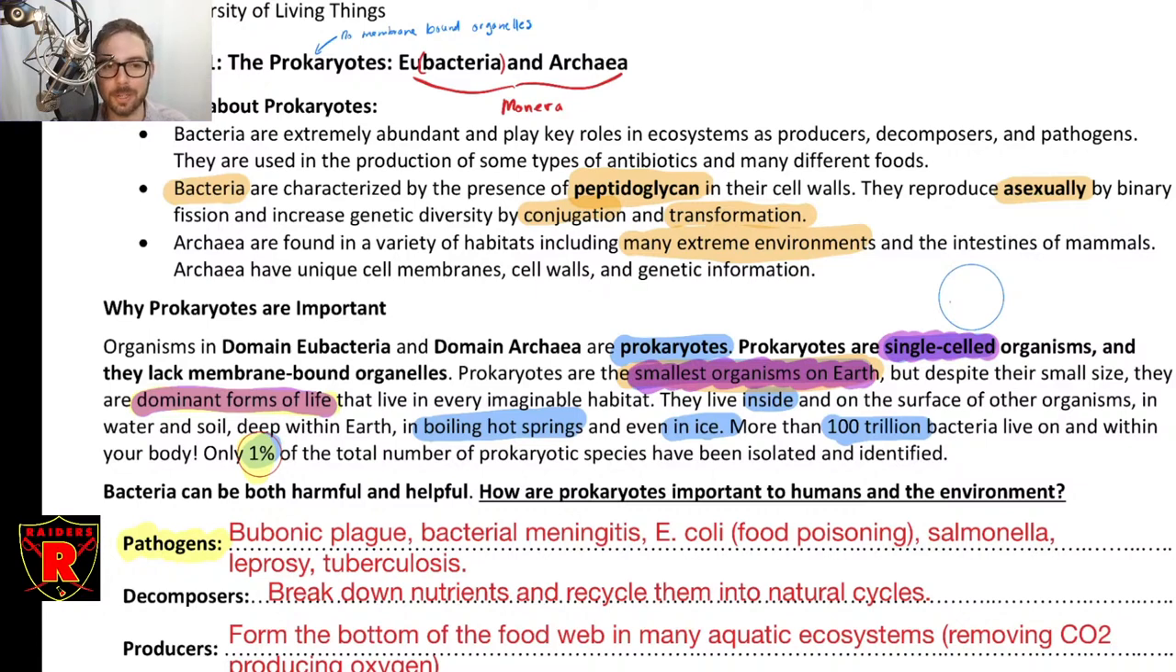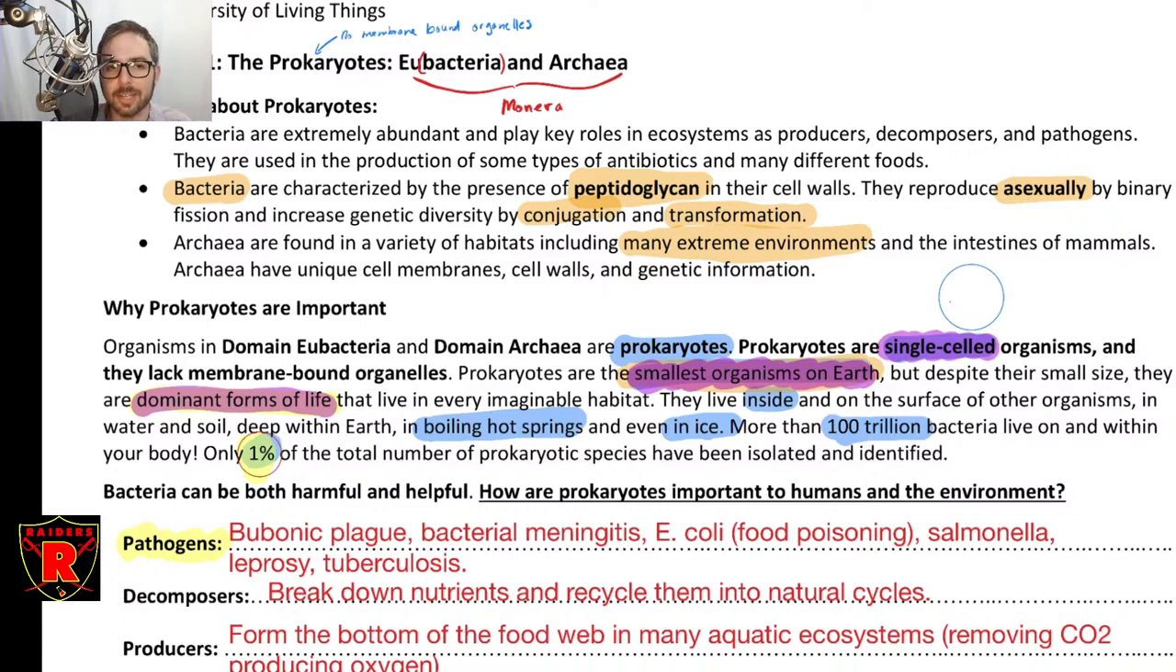So your upper digestive tract is not as highly populated by bacteria. Your mouth certainly is, and your esophagus. But after your stomach, your stomach acid does a fairly good job of removing living prokaryotes. So you don't have a ton in your upper digestive tract. It's fairly small.